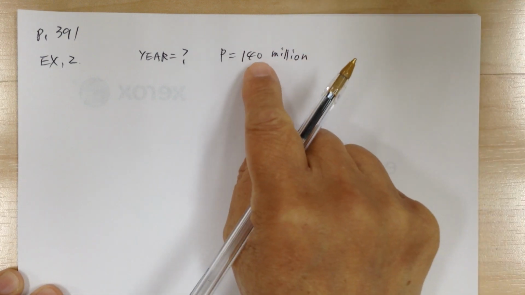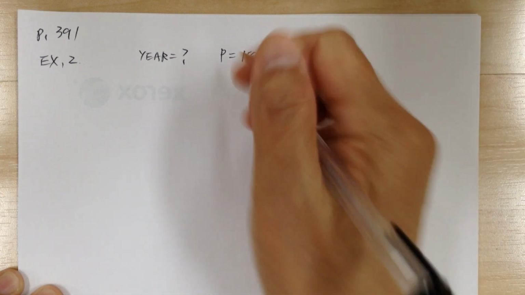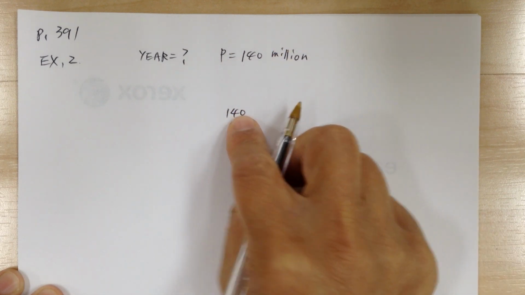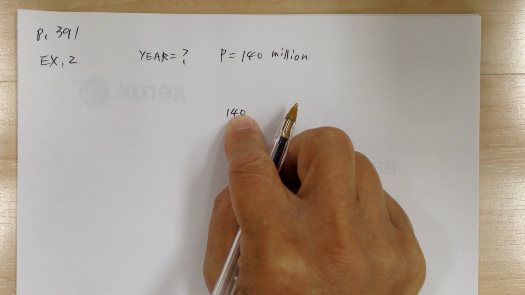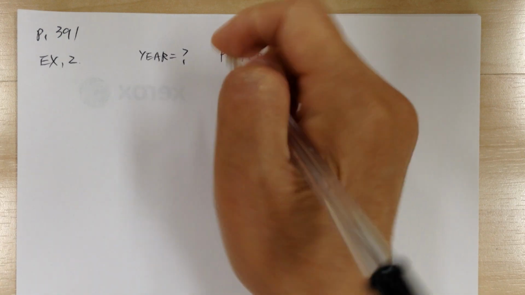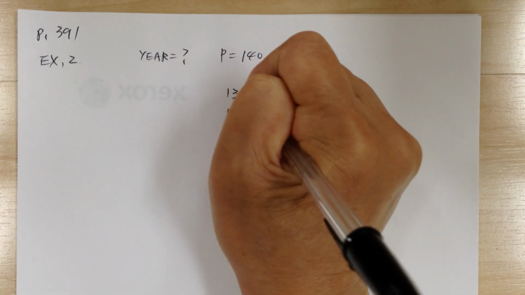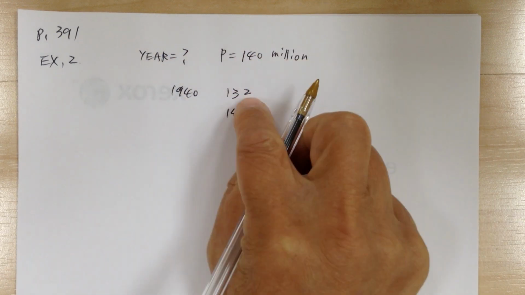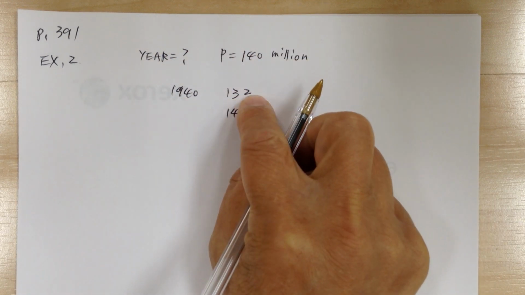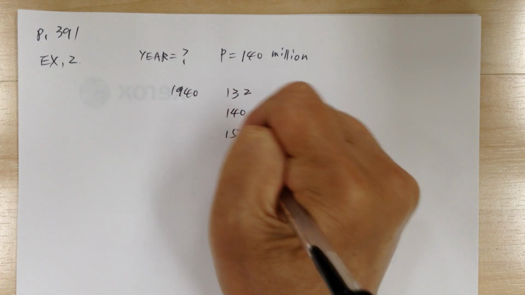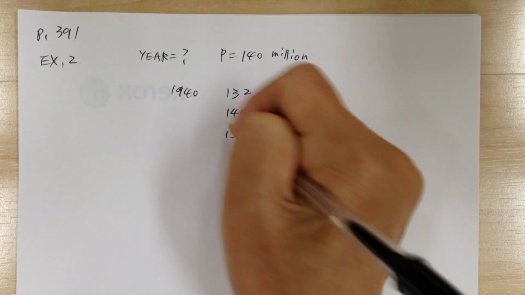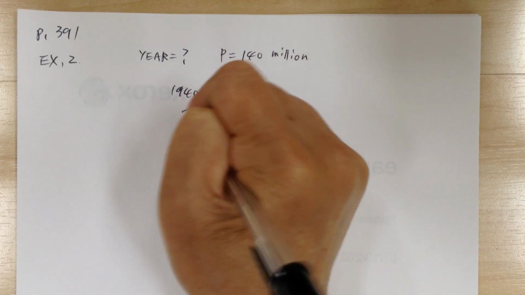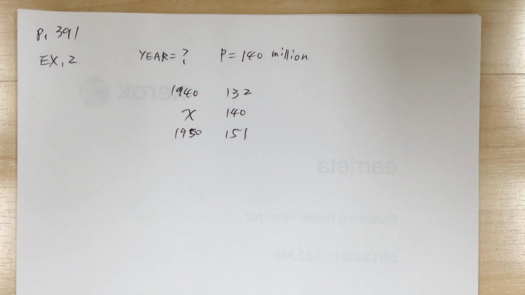We need to find the number before and after. If you look on the table, for 140 million, the number before that is 132, and this corresponds to 1940. So 1940 gives you 132 million. And the one after that, 151 million, is 1950. So the year you're looking for is somewhere between 1940 and 1950.